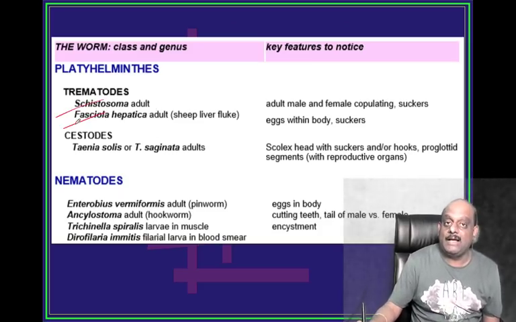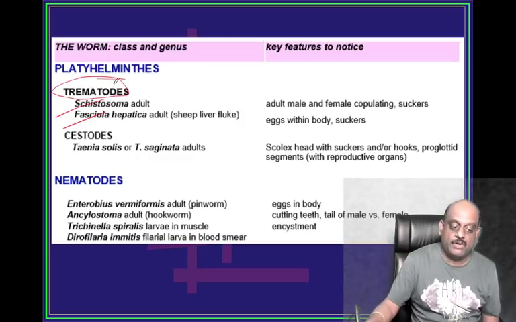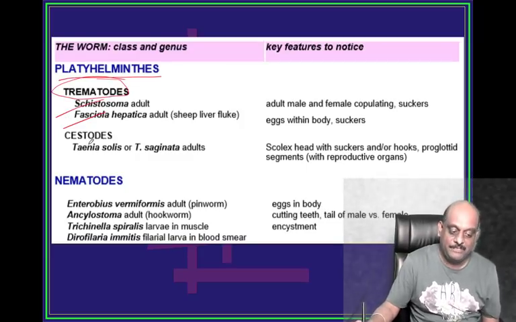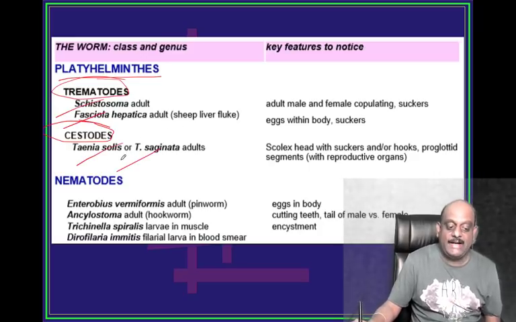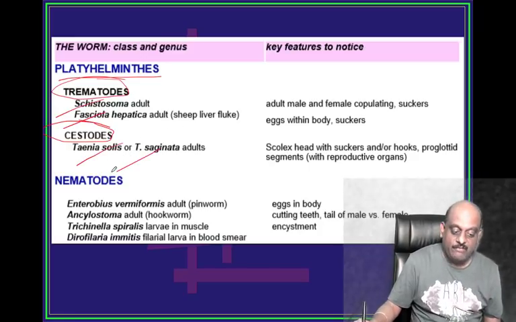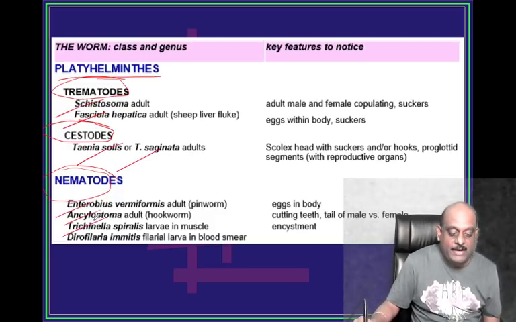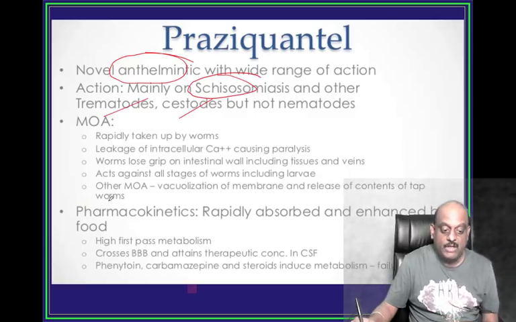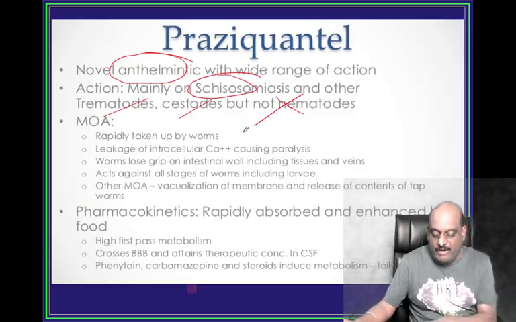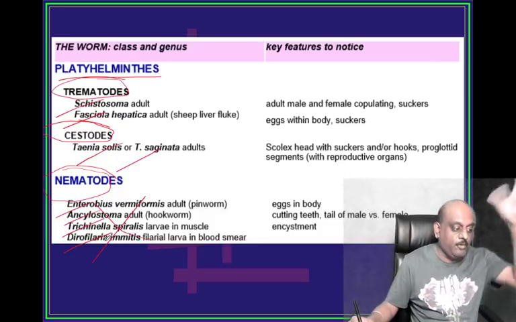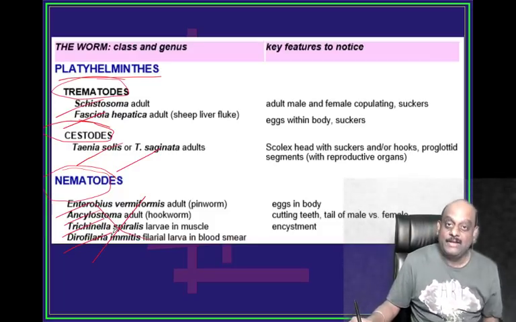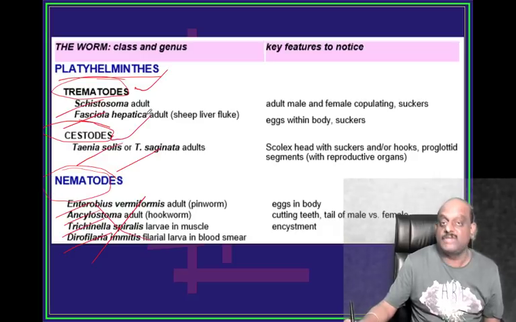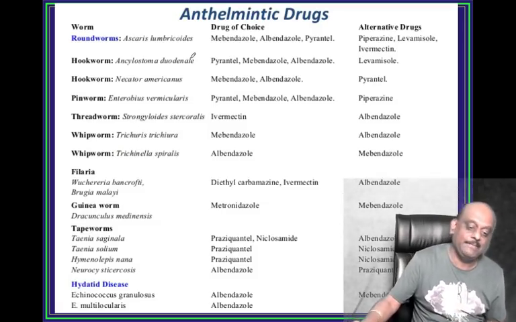Schistosoma, fasciola, trematodes. Trematodes, cestodes are platyhelminthes. Cestodes: Taenia solium, Taenia saginata. Whereas what are nematodes? Enterobius, ancylostoma, trichinella, they are all called nematodes. So praziquantel, nematodes ke upar kuch bhi kaam nahi karega. Only on trematodes and cestodes is what you should remember.